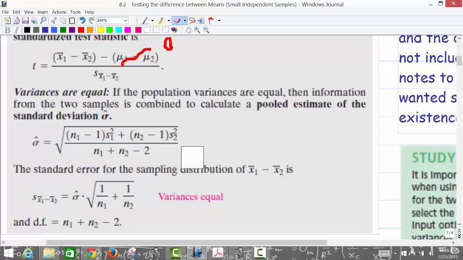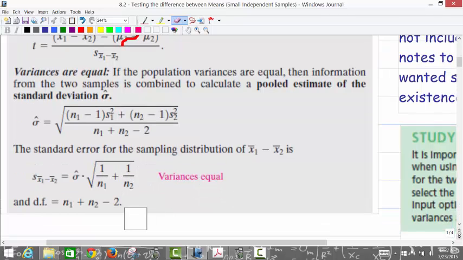And since we're using small samples, that brings back the idea of degrees of freedom that we had with the one-sample t-test. And the degrees of freedom is calculated as n1 plus n2 minus 2.